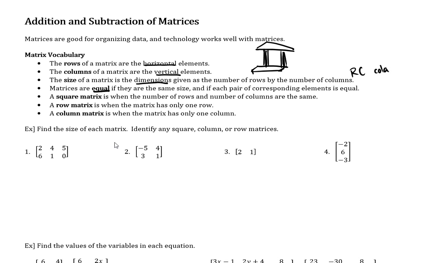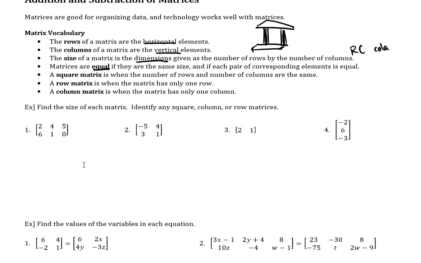Matrices are equal if they have the same size and if each pair of corresponding elements is equal. A square matrix is when the number of rows and the number of columns are the same, and it makes the shape of a square. A row matrix is when the matrix has only one row. A column matrix is when the matrix has only one column.